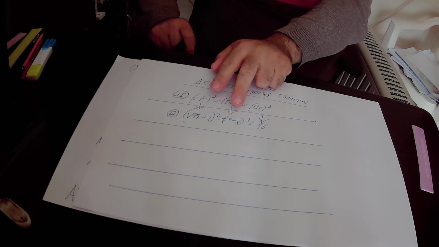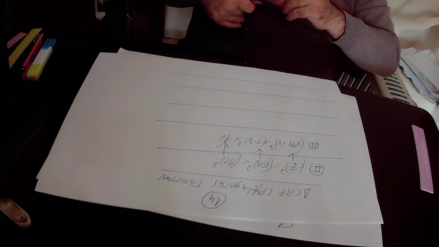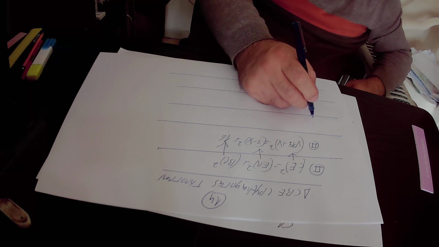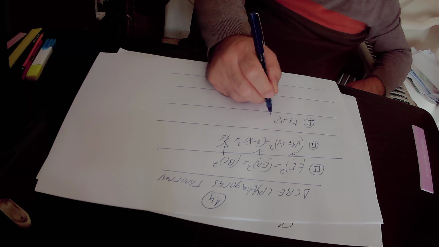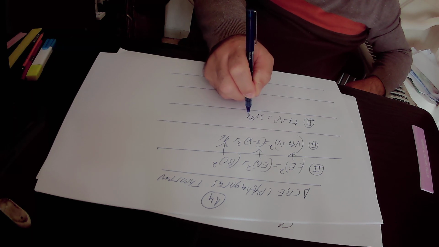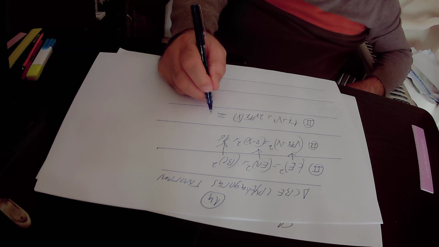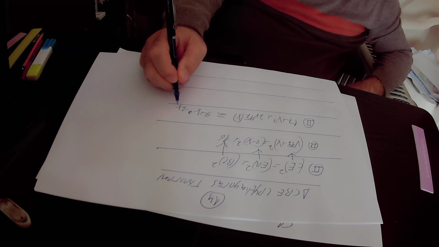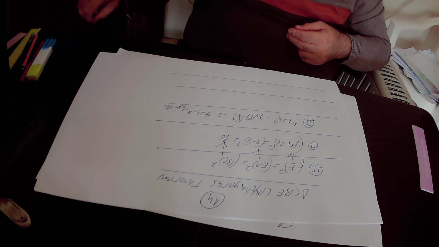Here we will open the brackets on both sides of equation number 2, and we will get that (square root of 17 plus x) square equals 17 plus x square plus 2 times square root of 17 times x, and it equals (3 minus x) square. (3 minus x) square is equal to 9 plus x square minus 6x plus 16.